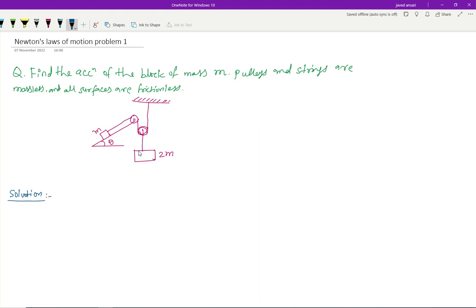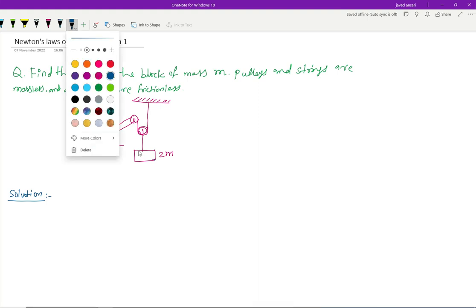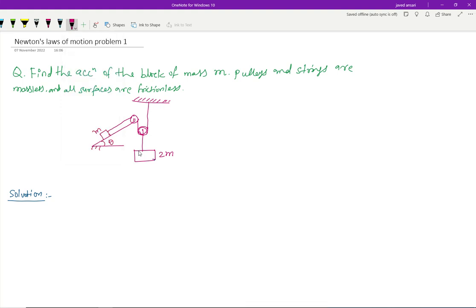This triangular block, you can assume this is fixed to the surface, or basically ground. So this will not move. Okay, and this hook is already fixed. So now let's solve this.